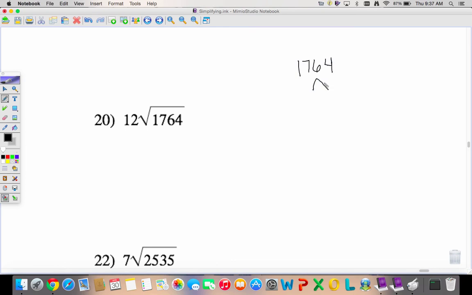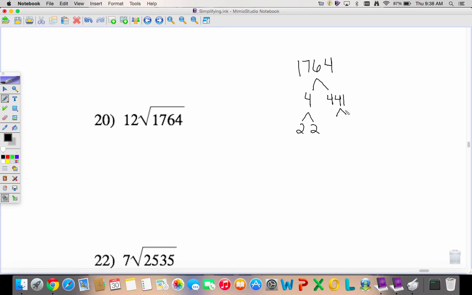Alright, so we have 1,764. Okay? Just start anywhere you want. So you can divide that by 2, you can divide it by 3, divide it by 4, divide it by 5, divide it by 6. Whatever you want to. You're going to end up with the same prime numbers in the end. I decided to divide this by 4. And in my calculator, I got 441.